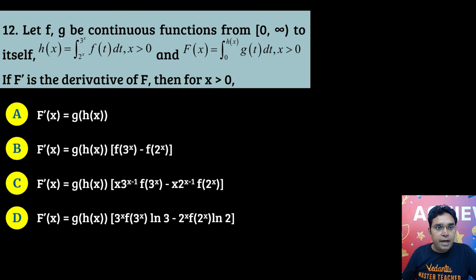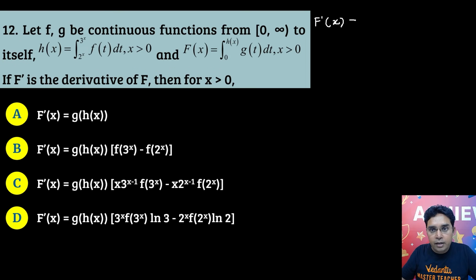Question 12. Let f comma g be continuous functions from 0 comma infinity to itself. Hx is given by this definite integral. Capital Fx is also given by this integral. If f dash is the derivative of f, we have to find capital F dash. This question is a direct application of the Newton-Leibniz formula, which differentiates functions given by definite integration in which the limits are variable.